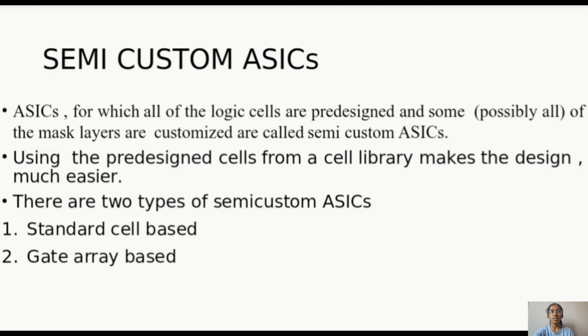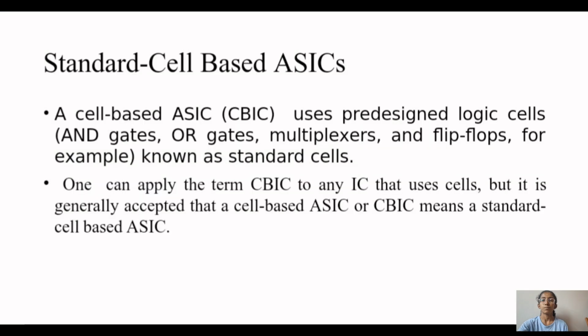The second one is the semi-custom ASIC. In a semi-custom ASIC, all the logic cells are pre-designed and only some mask layers are customized. They are also called semi-custom ASICs. Using the pre-designed cells from the cell library makes the design much easier. There are two types of semi-custom ASICs: one is standard cell based and one is gate array based.